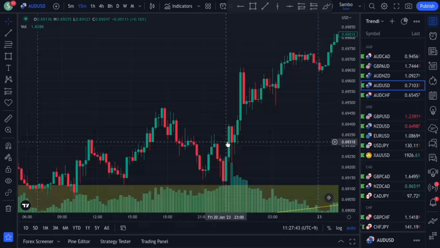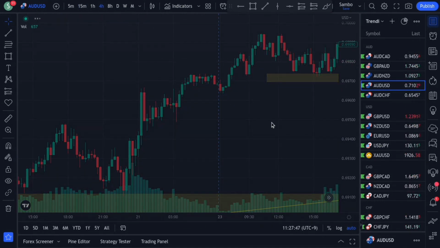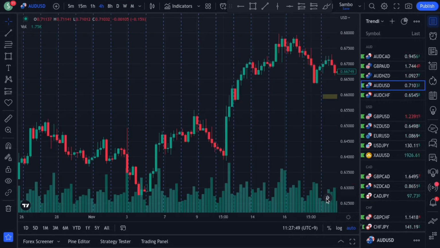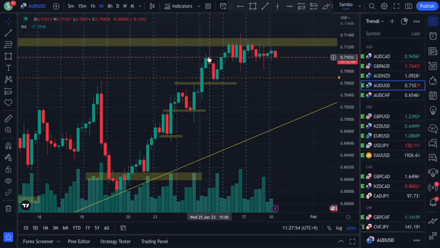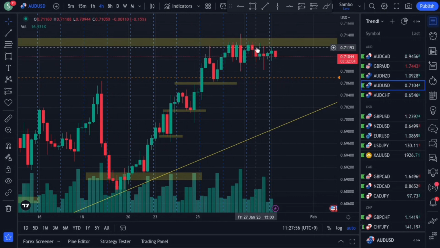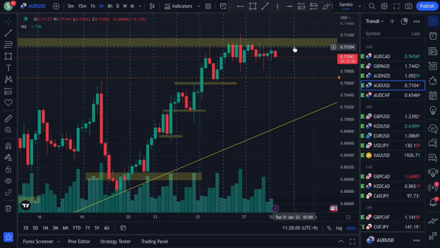It takes its time, but it takes off eventually from there. But for now, no setup just yet, especially since we're nearing a key level. A lot of consolidation going on. If prices break above, then maybe I'll wait for the pullback of that.